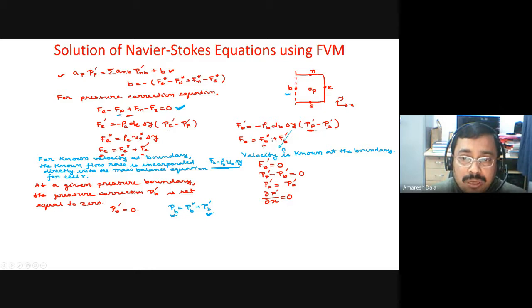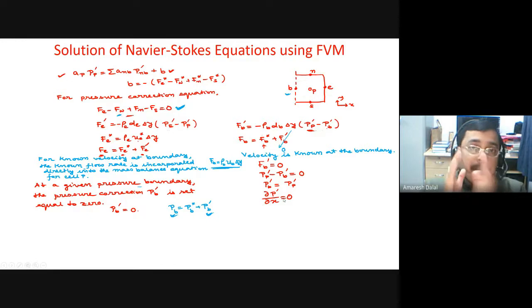Now Fb you can write as Fb star plus Fb prime, but if velocity is known at the boundary, then obviously Fb star is known, because you know the mass flow rate. If you know the mass flow rate, then this correction will be 0. So Fb prime is 0. That means for this boundary, pP prime minus pB prime will be 0. That means del P prime by del n, because n is in this direction, will be 0.